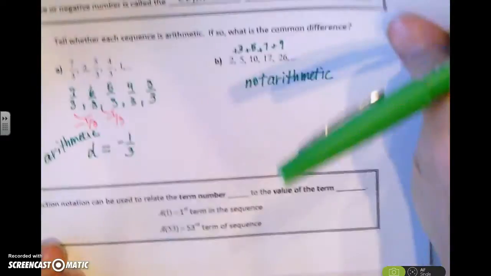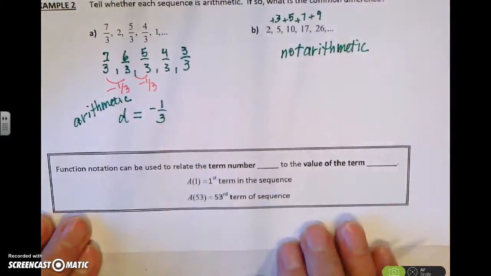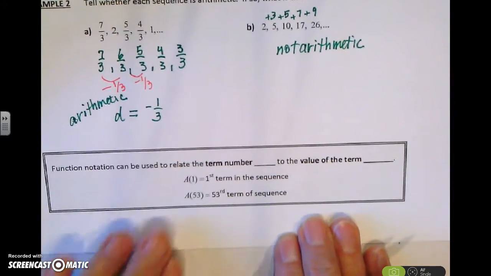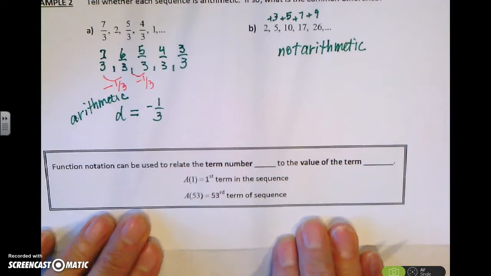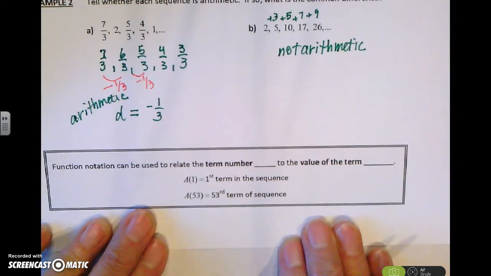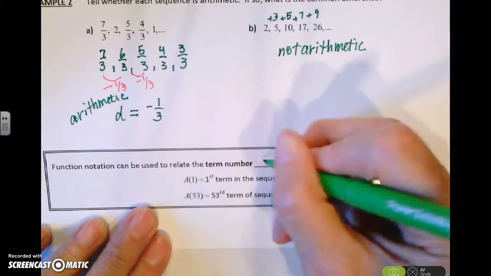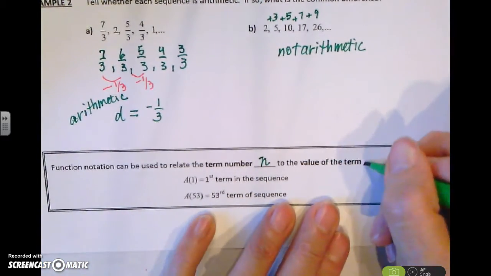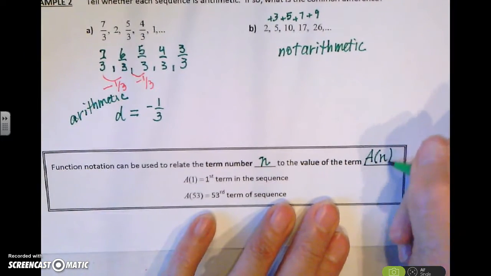Now there's going to be some terminology as we get into some formulas that we're going to look at in just a minute. And this is going to help us a little bit here. Function notation can be used to relate the term number, which is going to be n, so the number of the term is n, to the value of the term, which is a of n.